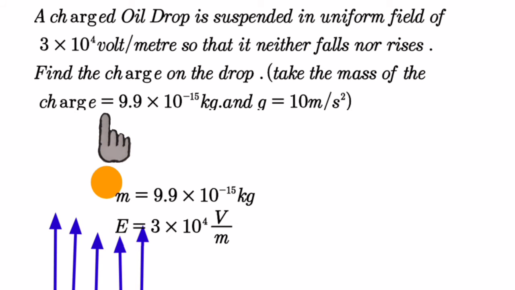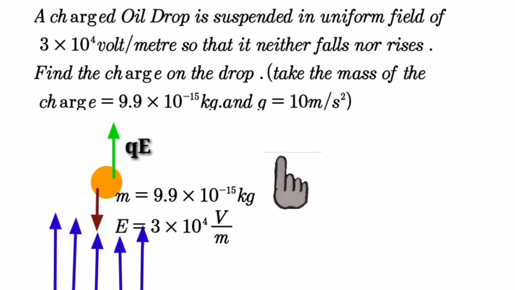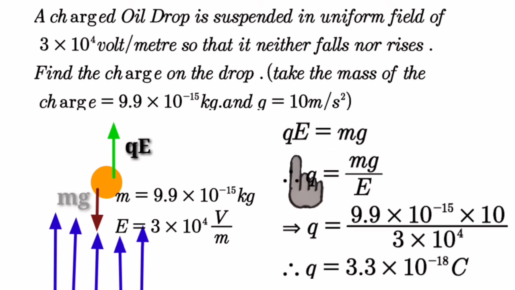Here in this question, the oil drop of mass 9.9 into 10 to the power minus 15 kg will neither fall nor rise. So we can say that the oil drop is in equilibrium. So from the free body diagram we can write total upward forces is equal to total downward forces. Here the upward force is only the electrostatic force, which is equal to QE, where E is the electric field, and the downward force is only the force due to gravity, which is equal to mg, where m is the mass of this oil drop and g is the acceleration due to gravity.